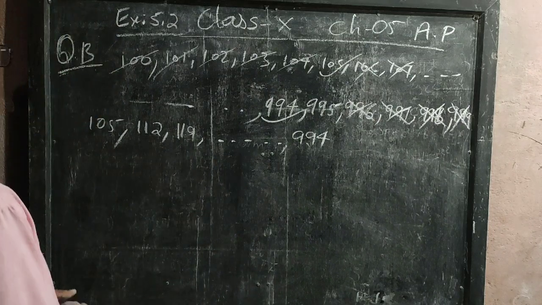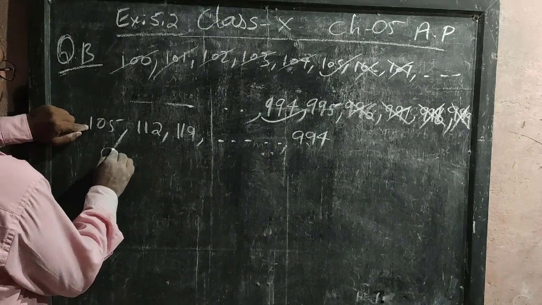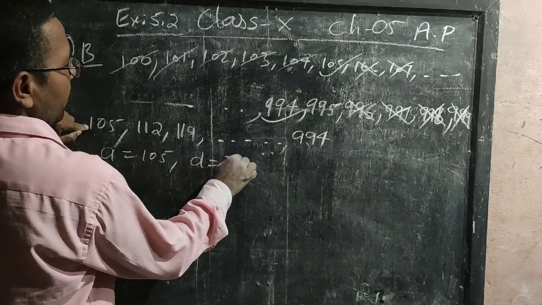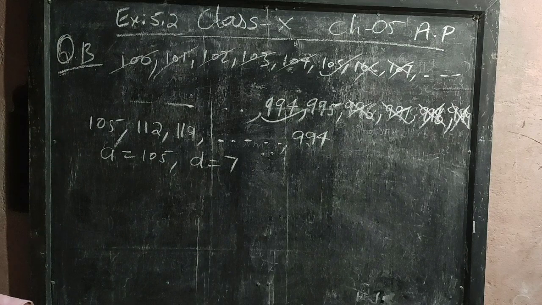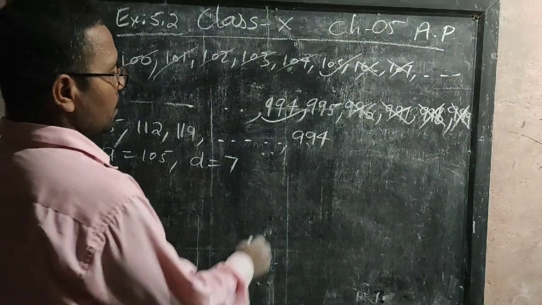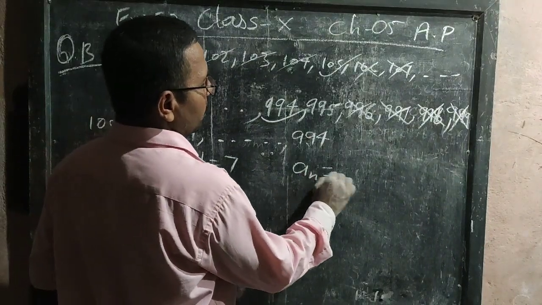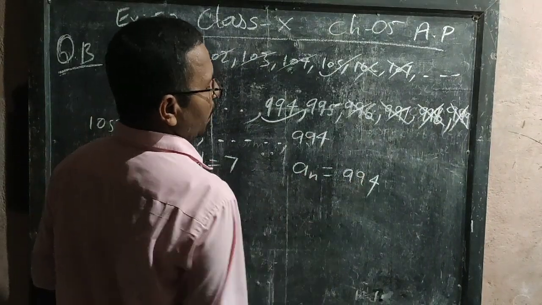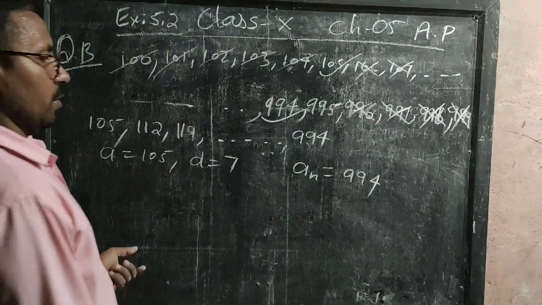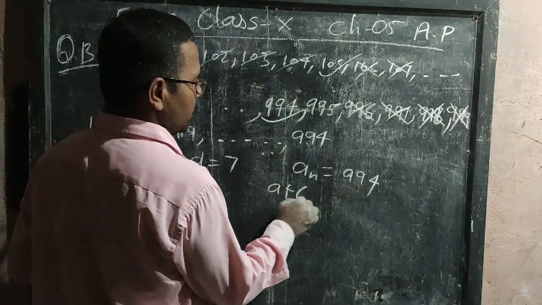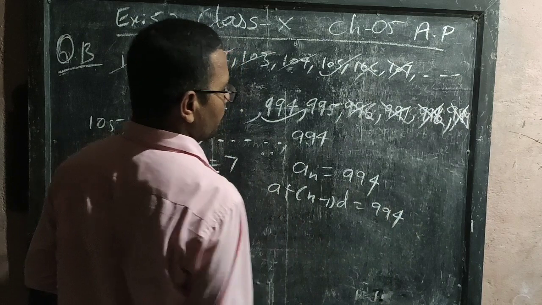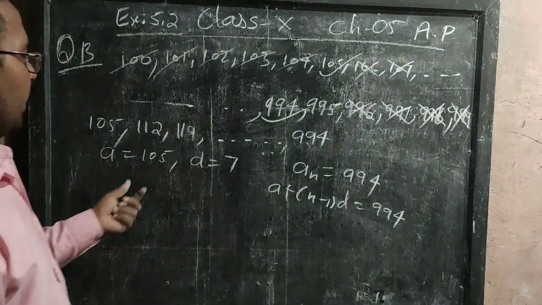So now students, the first term here is a, that is 105. And the common difference d you will get as 7 in all the terms. Your last term is this one, because it is the nth term. The last term is denoted by an, which is equal to 994. So use the formula an equals a plus n minus 1 into d.